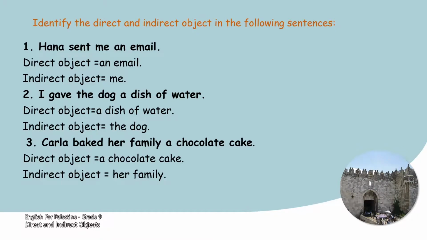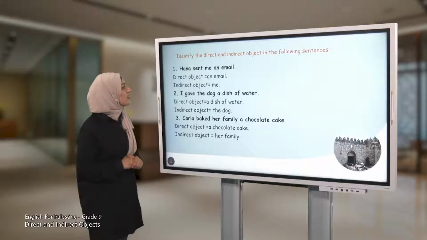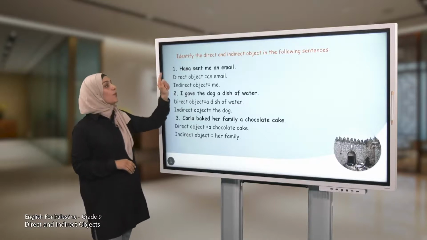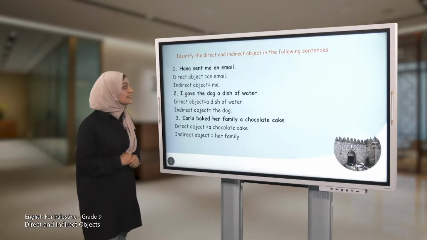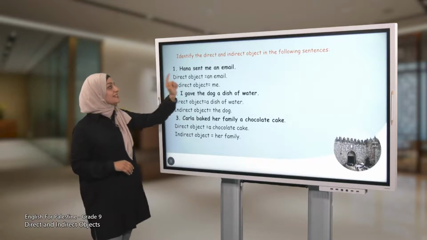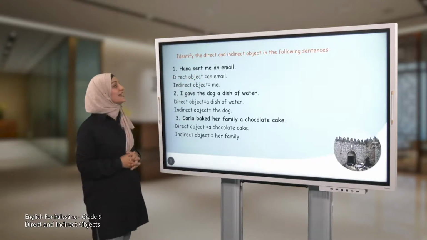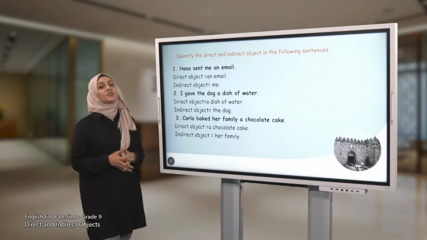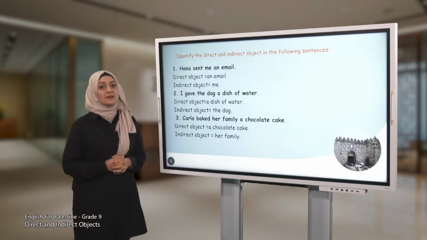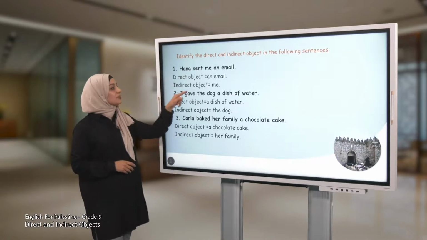1. Hannah sent me an email. To help you answer this question, please remember to ask the question, what did Hannah send? Or the other question, to whom did Hannah send the email? Okay, if we ask the first question, what did Hannah send? So we get the direct object, and that is an email. The other question, to whom did she send the email? We get the indirect object, and that is me.